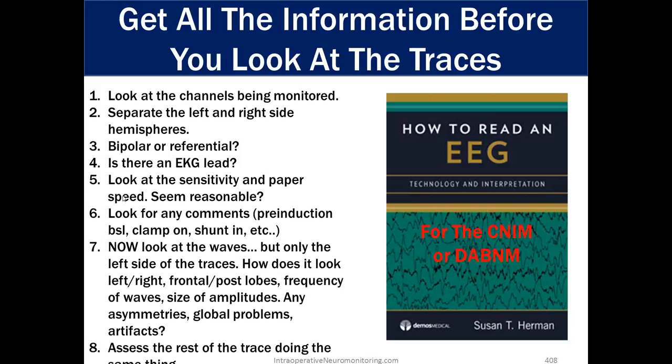Then we want to scroll our eyes down to the bottom of the page. We want to look at the sensitivity and the paper speed. Does this seem reasonable? One thing that they might try to trick you up on is they have the display gain horrible, and you can't see the amplitudes of the waves very well, and it just looks like isoelectric potential, but it's really just a problem with the gain. So make sure that the gain is appropriate to where you should be able to see the potentials.